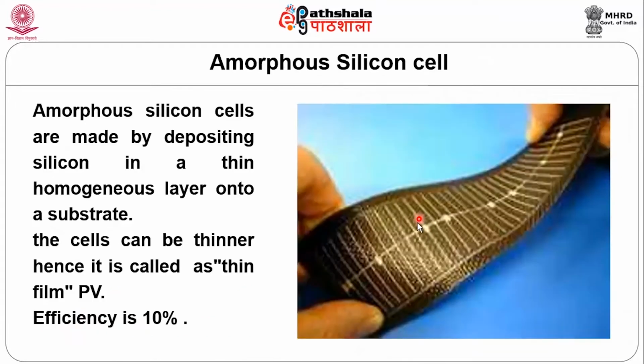And this is the amorphous silicon cell, and it is quite flexible. Amorphous silicon cells are made by depositing silicon in a thin homogeneous layer onto a substrate. The cells can be thinner, hence it is called a thin film photovoltaic cell, and it is quite flexible, but the efficiency is in the order of 10%. When compared with monocrystalline and multicrystalline, it gives much less efficiency, but it is cheaper than the other two cells.